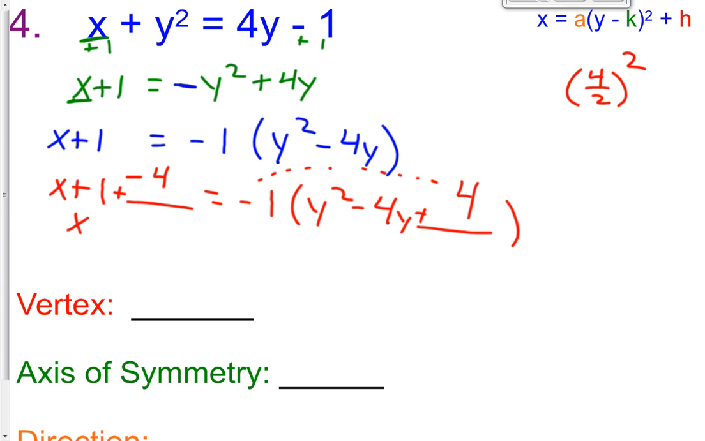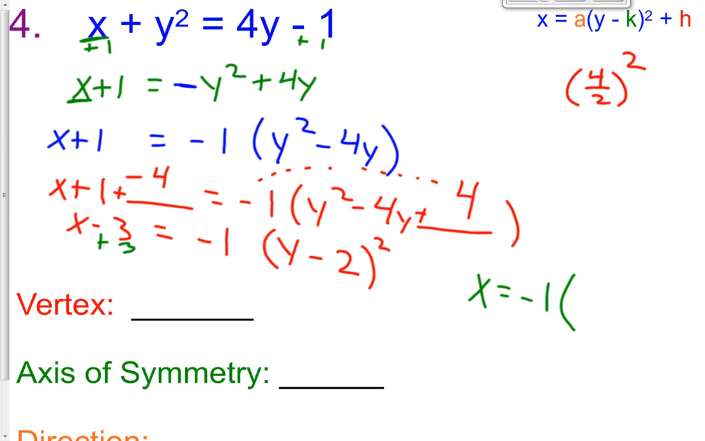So now you should get x minus 3 on the left. That equals a negative 1 multiplied by a binomial squared. That binomial is going to have a subtraction sign in the middle, and it's going to be y minus b divided by 2, or y minus 2. So lastly, in vertex form, you're going to add 3 to both sides. So you get x equals a negative 1 multiplied by y minus 2 quantity squared plus 3.